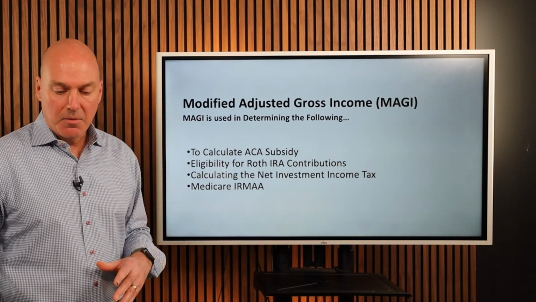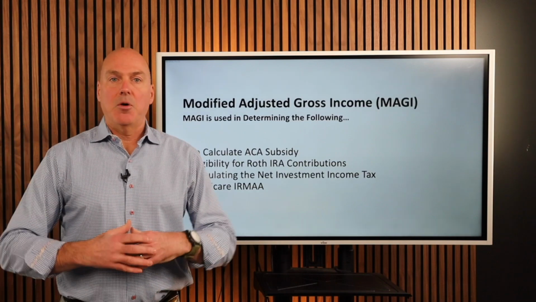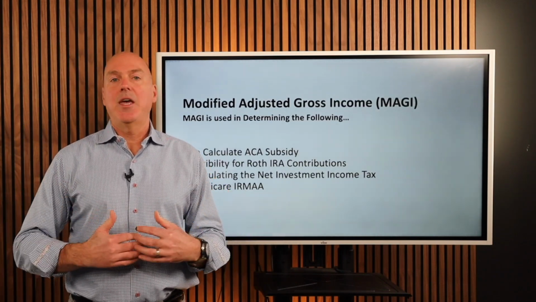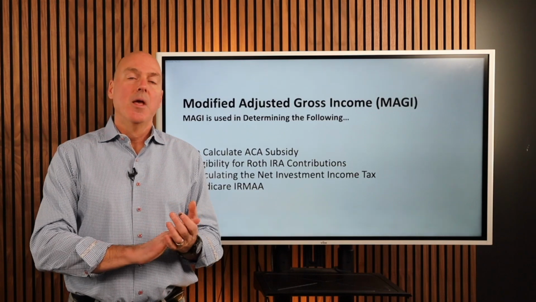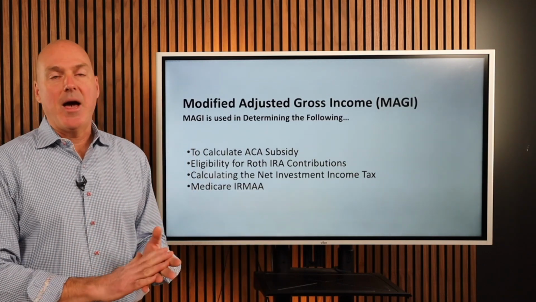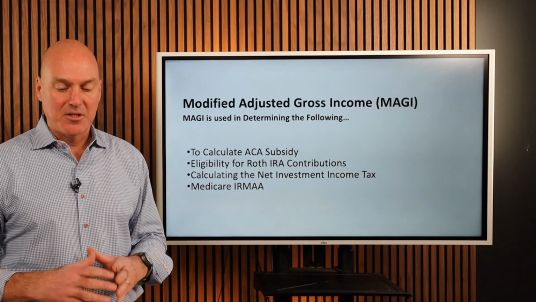Eligibility for Roth IRA contributions. So this is a big one too, because if you're over a certain income level, you can't make a contribution to your Roth IRA account, at least not directly. We talk about things like the backdoor Roth. That's a different video, different topic there.